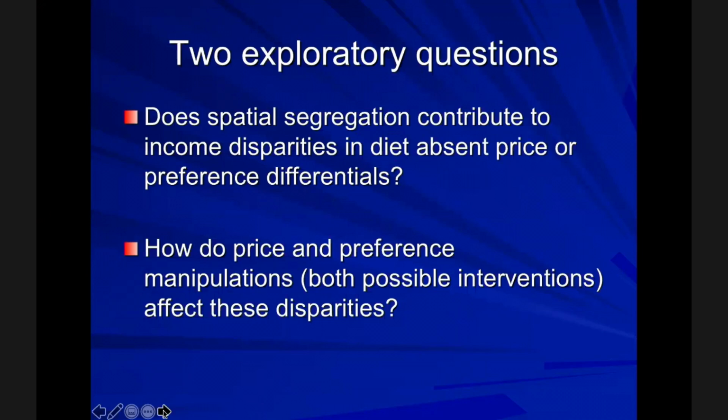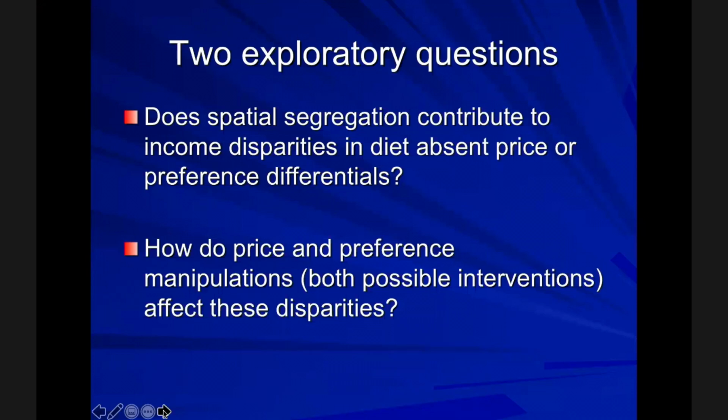And so we developed this model to address two exploratory questions. One is a very simple question, which is basically, does spatial segregation contribute to income disparities in diet, absent price or preference differentials? Because a lot of the counter arguments to the neighborhood effects literature is, well, neighborhoods are just offering what people want. So let's suppose we had a world where we could eliminate differences in preferences, we could eliminate differences in price.